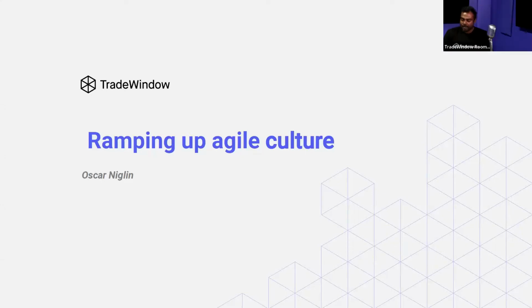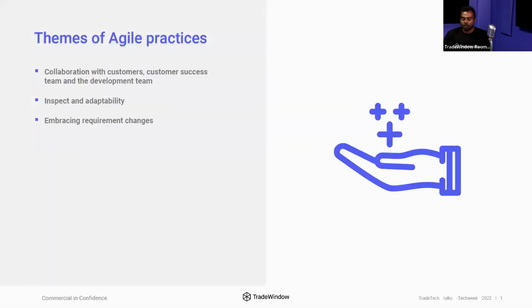Thanks, Gavin. Good evening, everyone. I'm Oscar Neglin, working as a QA at TradeWindow. Today, I'm going to talk about the agile practices and culture followed at TradeWindow. Within the talk, I'm going to discuss three themes. Firstly, collaboration. Secondly, inspect and adaptability. Third one is embracing requirement changes.